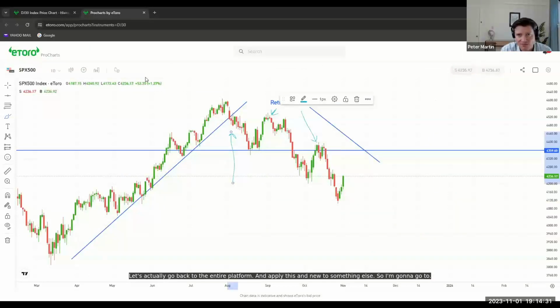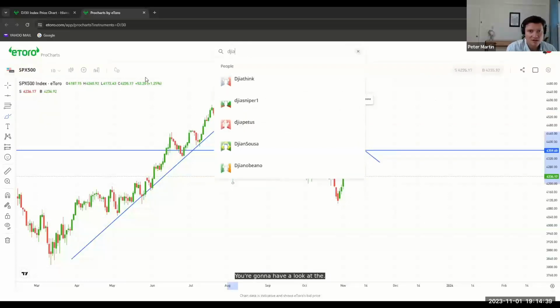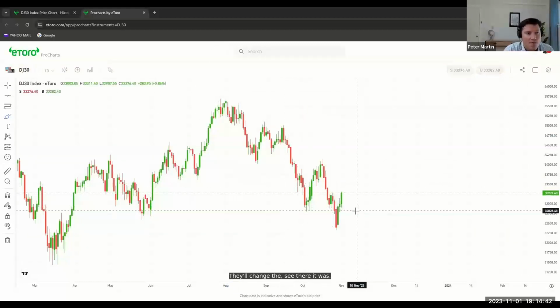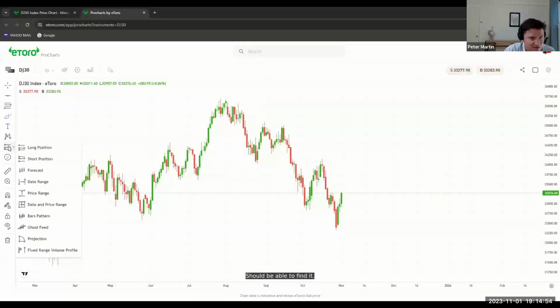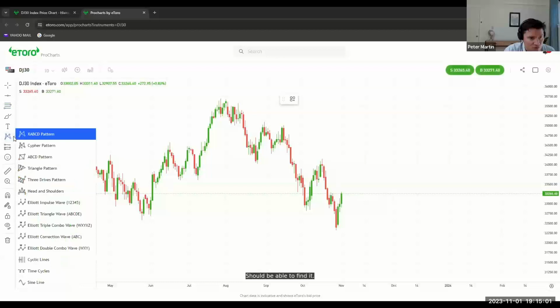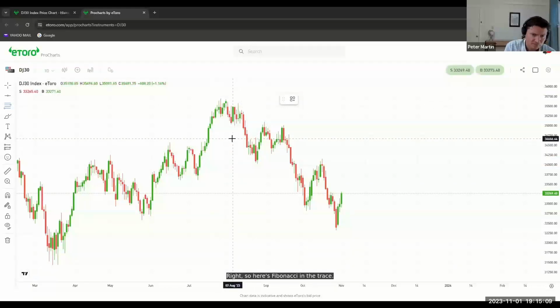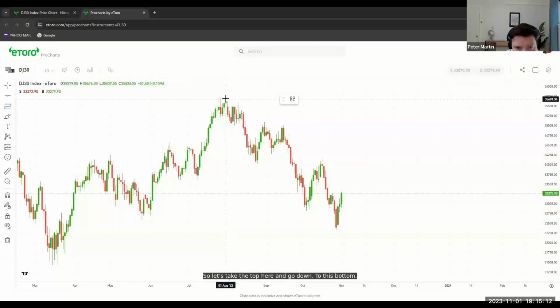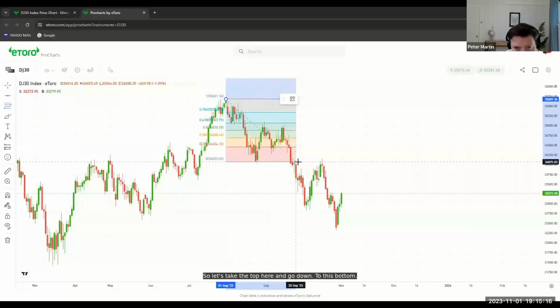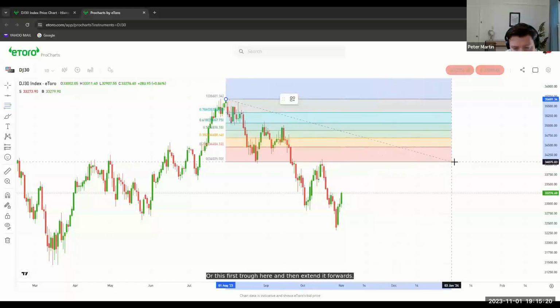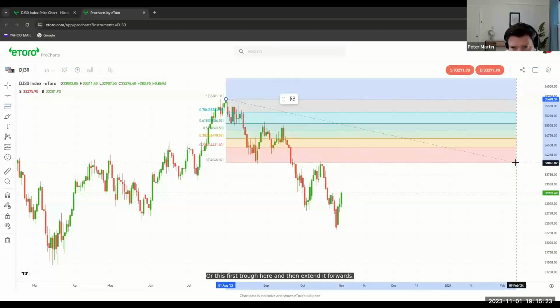So I'm going to have a look at the Dow Jones. Dow Jones 30, there it was. This is a daily chart of the Dow Jones. And our Fibonacci should be over here, I should be able to find it. Right, so here's Fibonacci retracement. Let's take the top here and go down to this first trough here, and then extend it forwards.